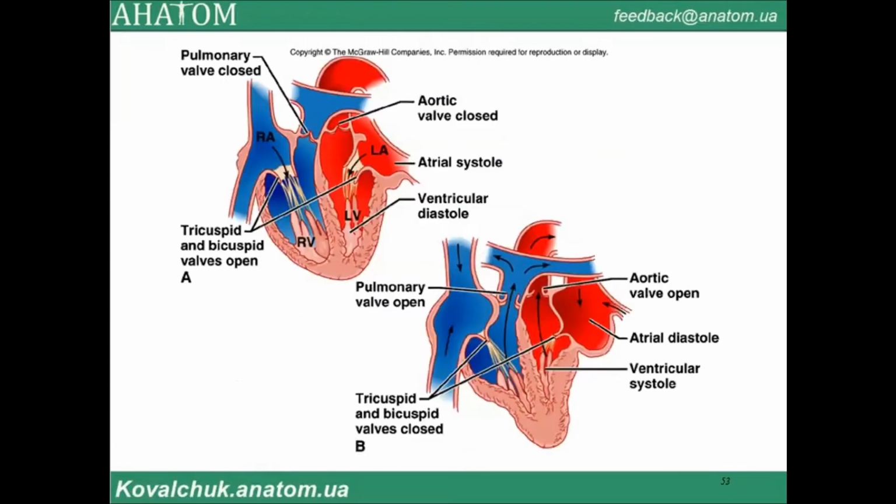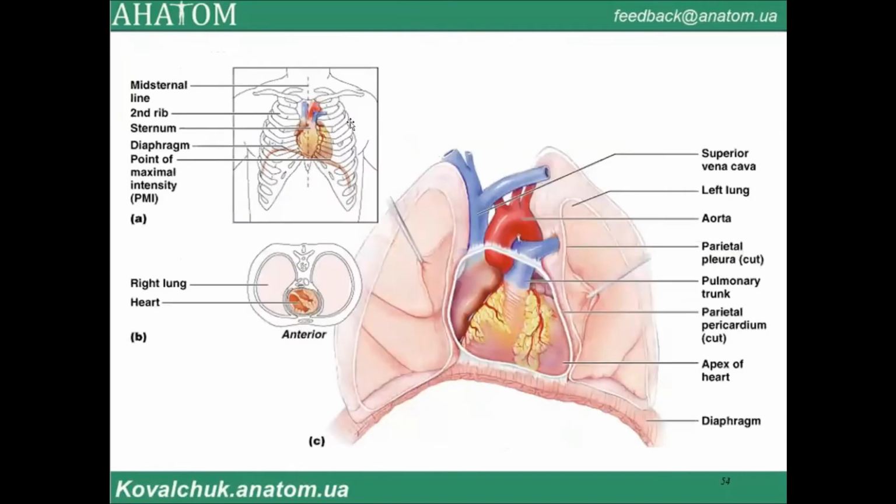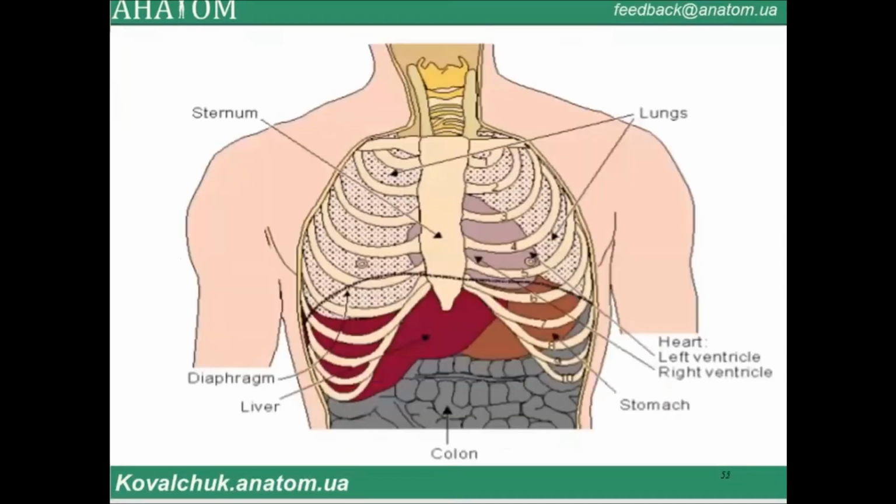So, next one. In a different movie of the heart, one variant: absent blood in the ventricle and a big portion in the atrium, or the variant where it is absent in the atrium and present in the ventricle. Here is the location of the heart in the mediastinum, and maybe you remember where the line is between the superior and inferior mediastinum.